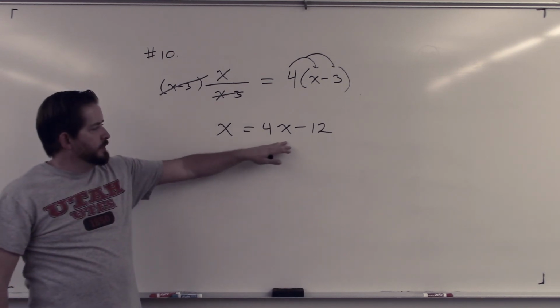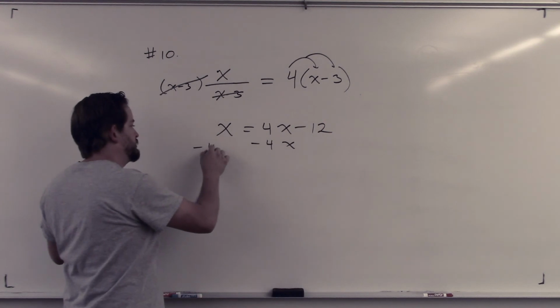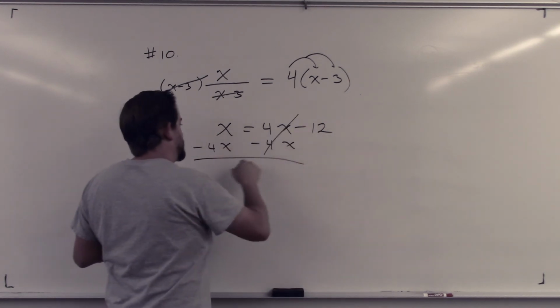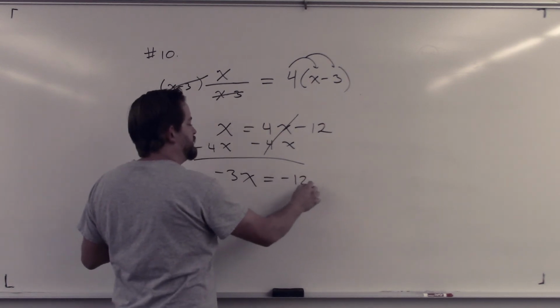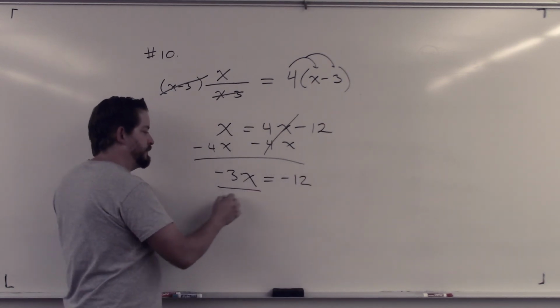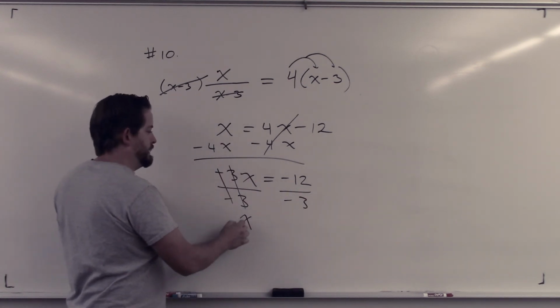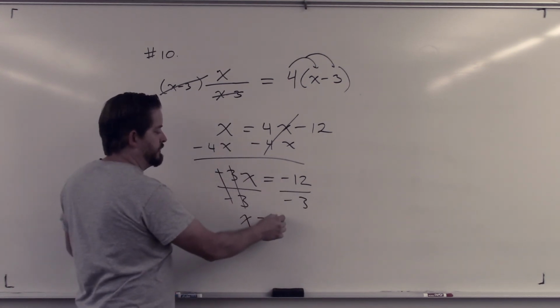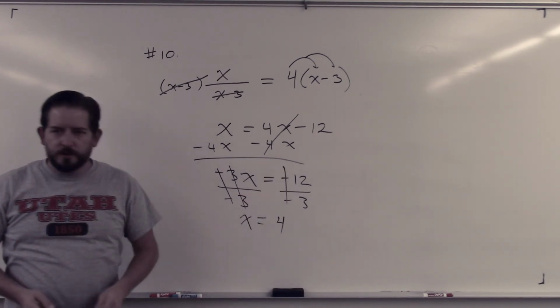It's easy just to take my x's to the left, so I'll take minus 4x. That leaves me with a negative 3x on the left-hand side equaling negative 12 on the right. And if I divide each side by negative 3, I get x equals positive, because the negatives cancel out, and then 12 divided by 3 is 4.